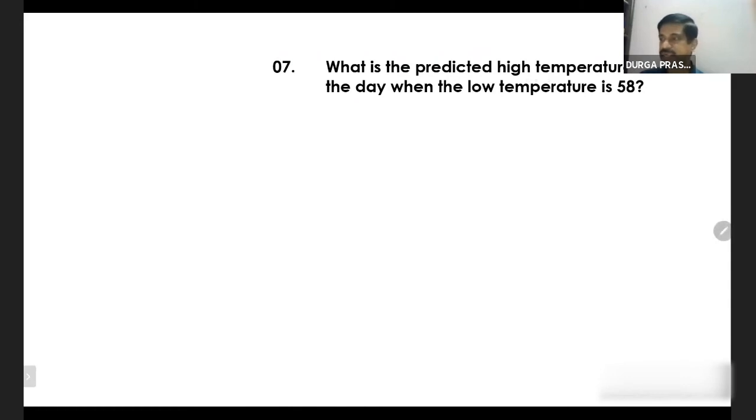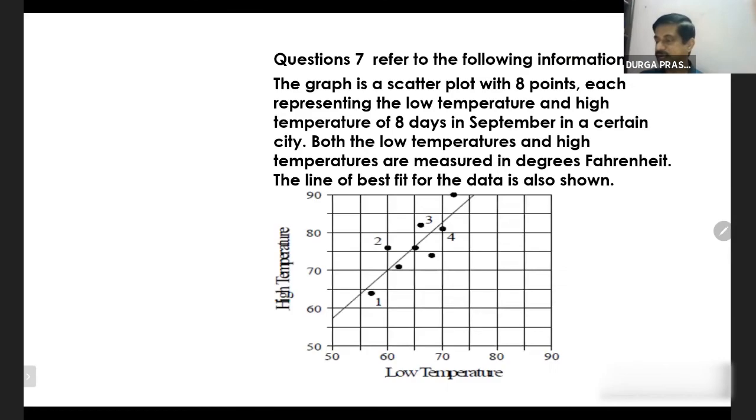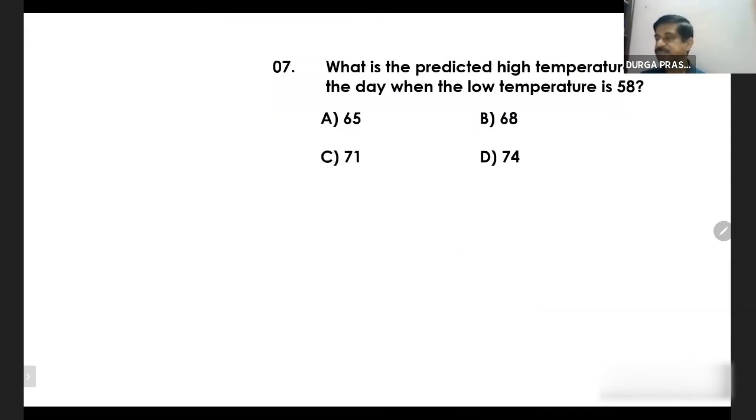What is the predicted high temperature of the day when the low temperature is 58? So let us go back to the graph. 58 means somewhere here. If you drop a vertical onto this, it is somewhere around 68 or 69 approximately. So let us see what he says. 68 is there. So that's what I said.